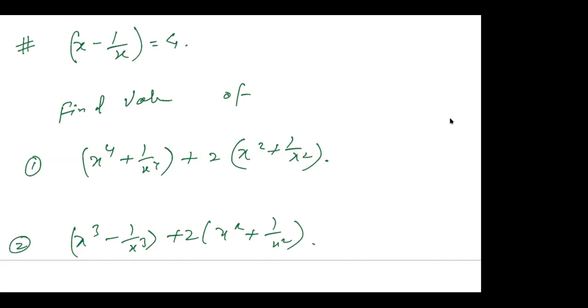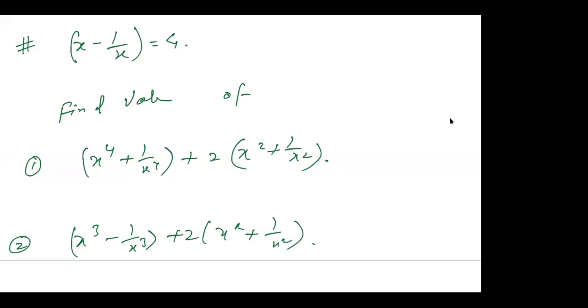Very good, everyone. Very good. Yes. See this, squaring both sides. Eighteen, right?